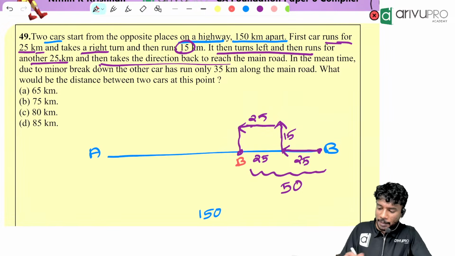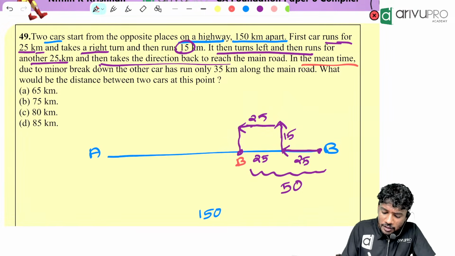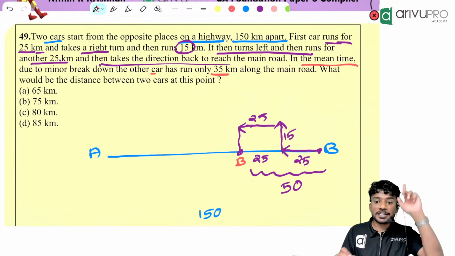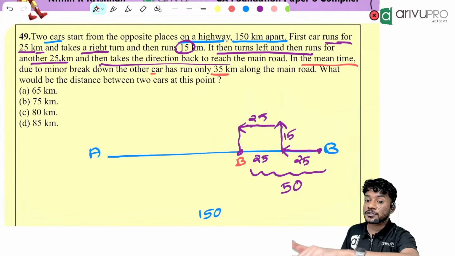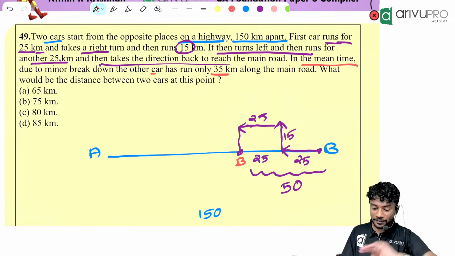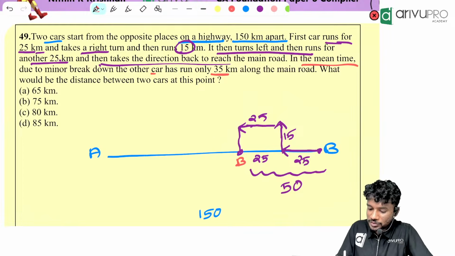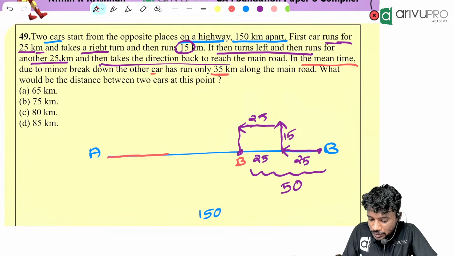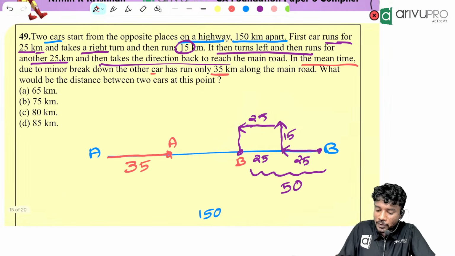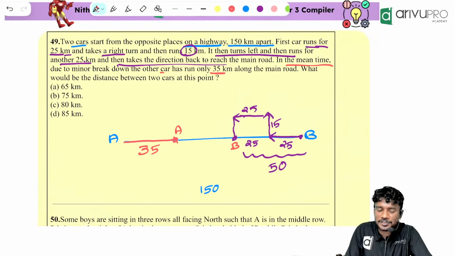Then what happens? Meanwhile, due to a minor breakdown, the other car only runs 35 kilometers. In the previous question, A was also running at the same speed. That's why A traveled all the distance. Here, because of the breakdown, he couldn't travel all the distance. How much distance did he travel? 35 kilometers. A is currently over here. That is 35.